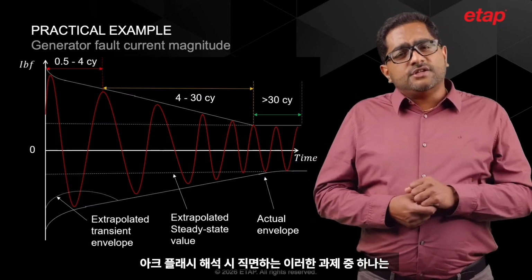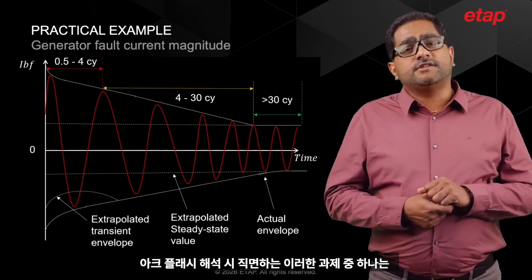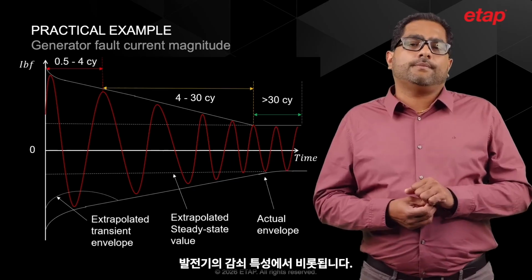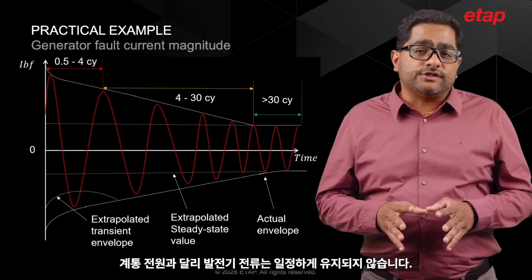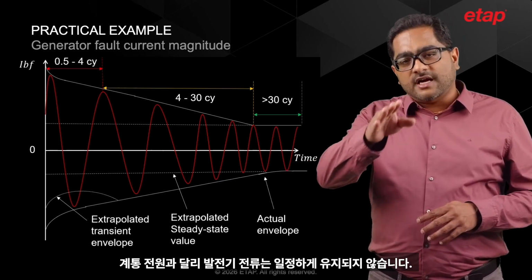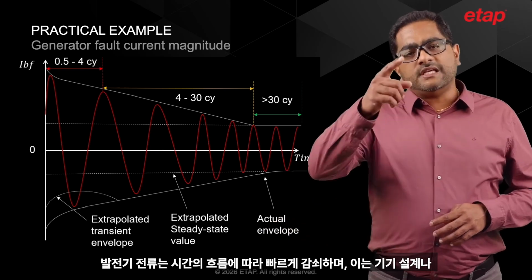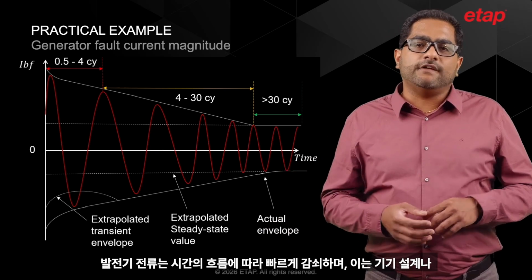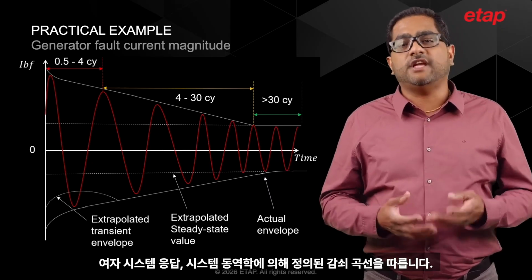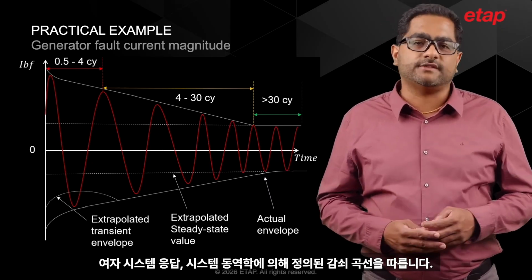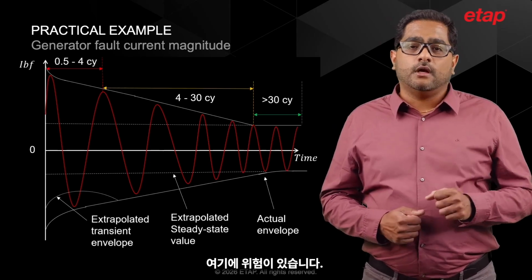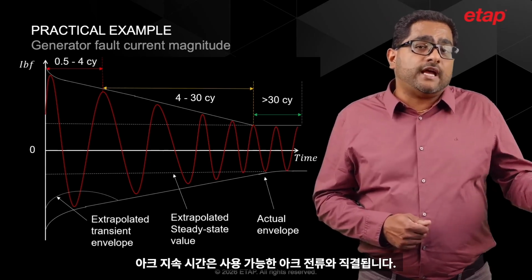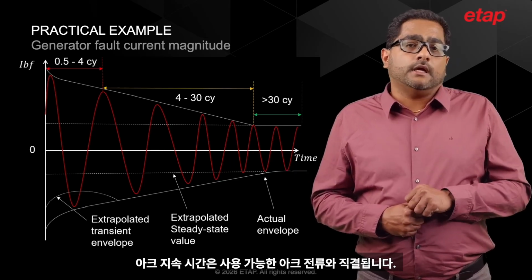One of these challenges in arc flash analysis comes from generator fault decay and decrement behavior. Unlike utility sources, generator current does not remain constant. It decays rapidly over time, following decrement curves defined by machine design, excitation response, and system dynamics. Here's the danger. Arc duration is directly tied to arc available current.